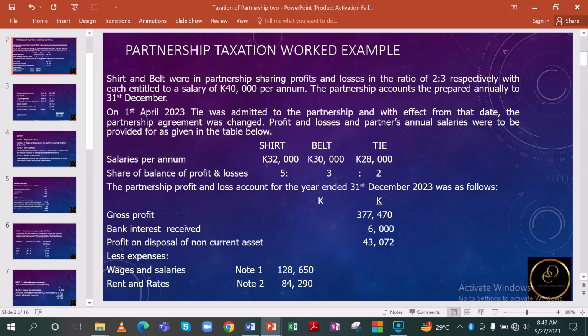Equally, for profit on disposal of non-current assets, when you sell off a non-current asset, probably you are not even in the business of selling those because they are not part of your goods. So that is a capital item.